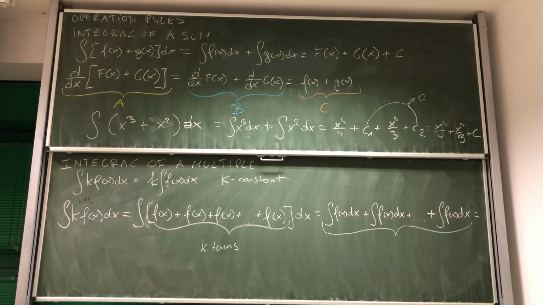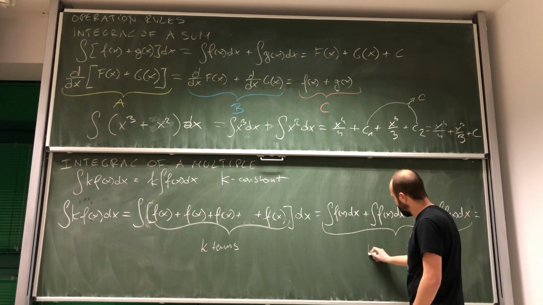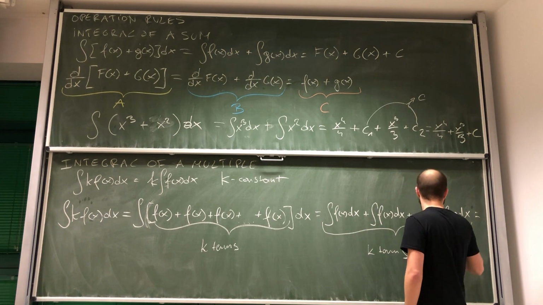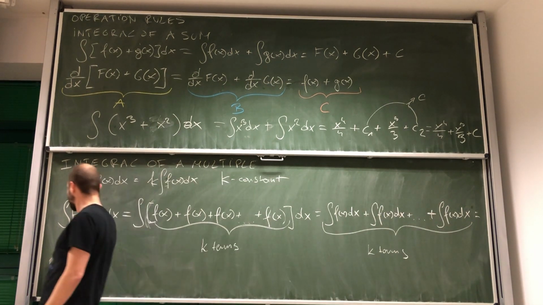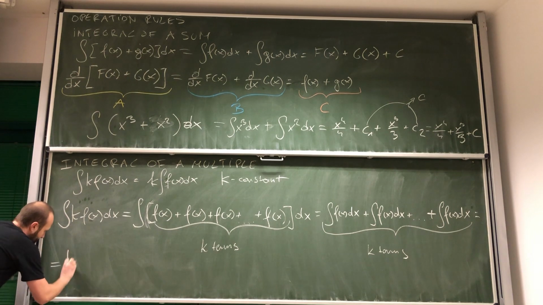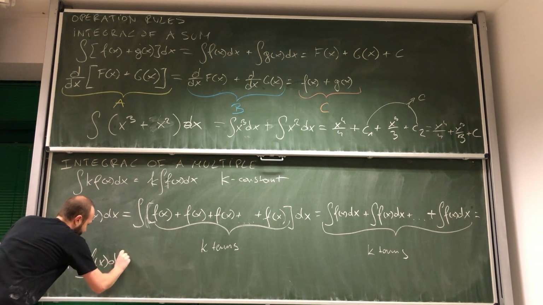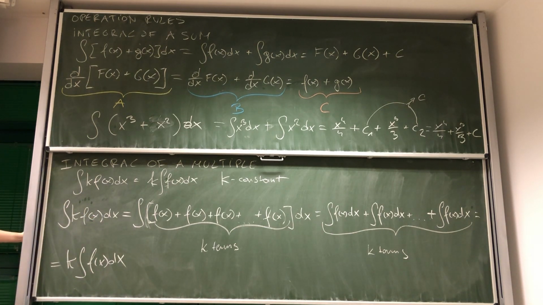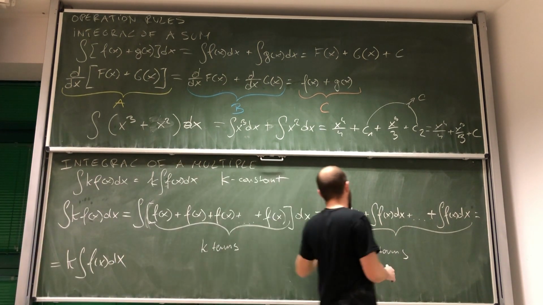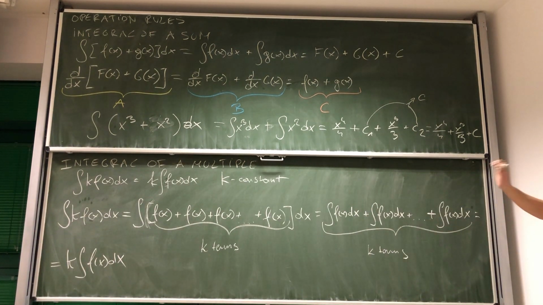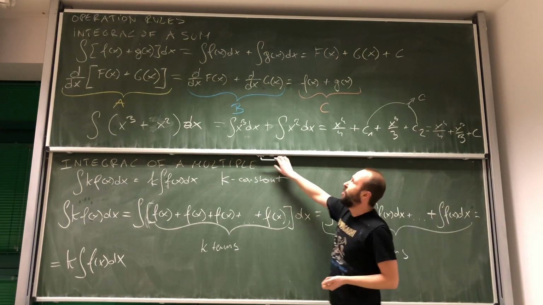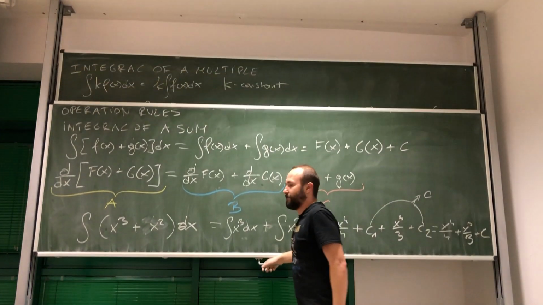How many terms do we have now? Well, we still have k terms. So in other words, we see that this must be equal to k times integral f of x dx, which actually finishes our proof. Okay, so look, what we have learned now is that basically if we have any constant inside the integral, we can take it out of the integral.